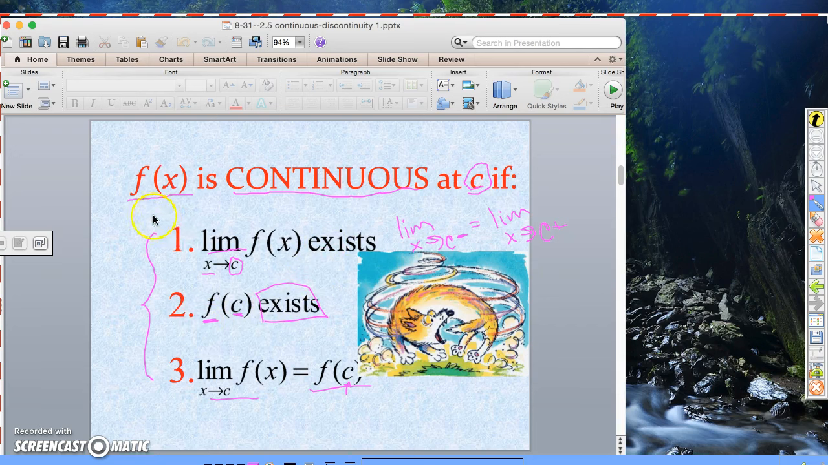So this is the mathematical definition, using limits, of whether a function is continuous at a given value C on the number line. And so I'll show you what it means with some examples so that you can clearly see what I'm talking about here. Okay?